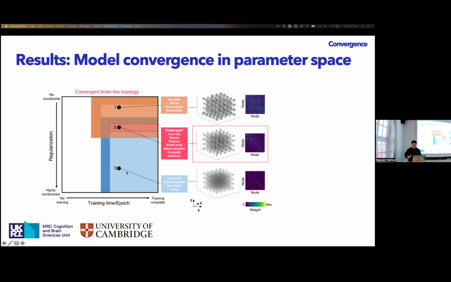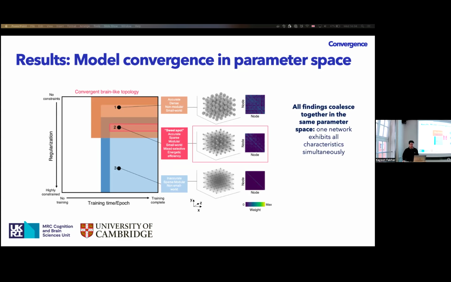And so the idea really here is that you push it so far that you can constrain it optimally, but still solve the task. And that'll be position 2. And it's within this position 2 where we show that we find all those findings that I was telling you earlier. So what we kind of say here ultimately is that the findings that we've shown together all exist in the same spot.